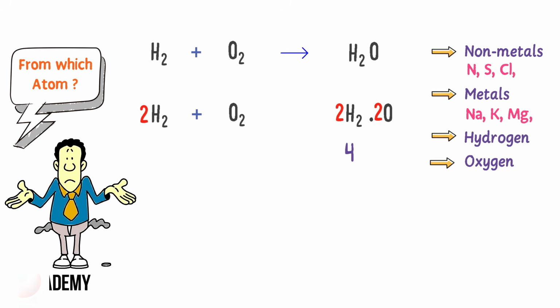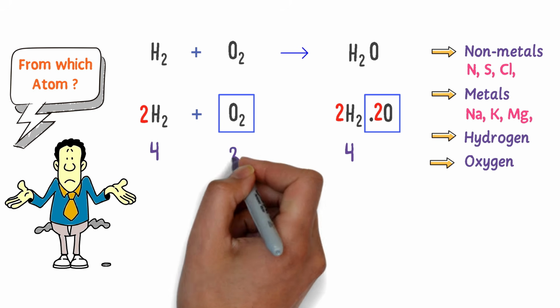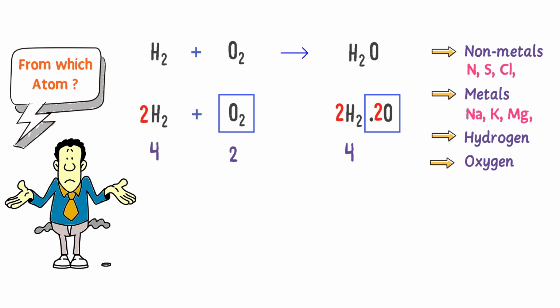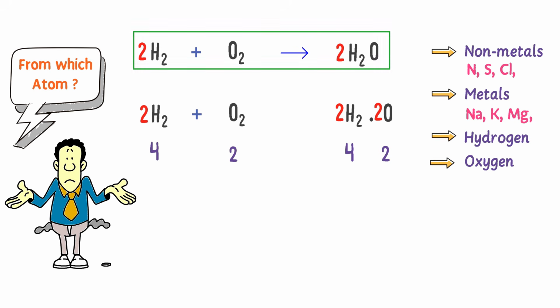Thus put 2 with this hydrogen, 2 into 2 is equal to 4. So there are 4 atoms of hydrogen also present in reactants. Hence hydrogen is balanced because 4 atoms of hydrogen are present in reactants and 4 atoms of hydrogen are present in products. Similarly, oxygen is also balanced because 2 atoms of oxygen are present in reactants and 2 atoms in products. Now take this 2 and put it with H2O. Also take this 2 and put it with this hydrogen. This is the complete balanced chemical equation.